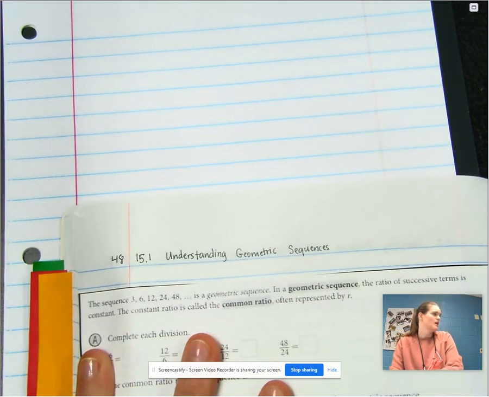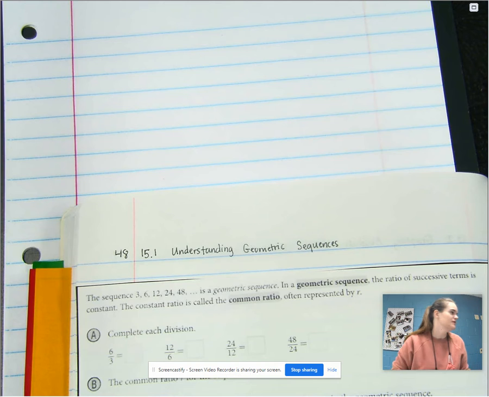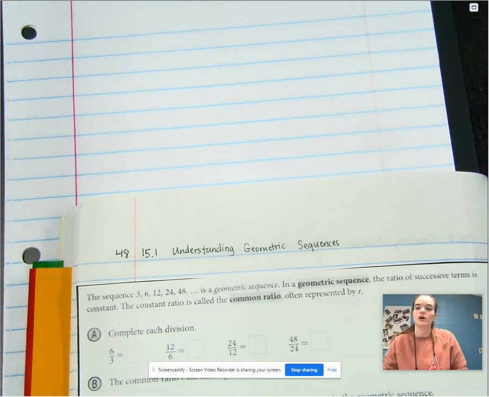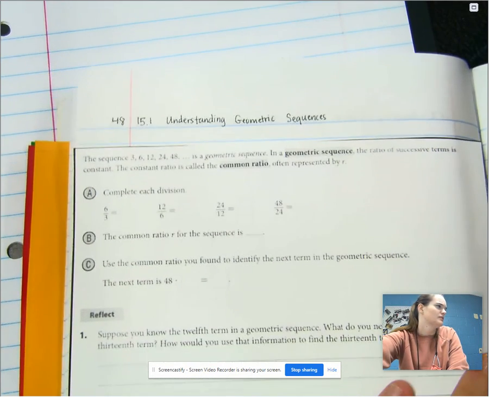Okay. So we're talking about geometric sequences. We've already talked about arithmetic sequences, where to get from one term to the next, we would add a number or subtract a number. Well, geometric is the same in the idea of looking for a common thing, but instead of a common difference, we're looking for a common ratio this time. So let's look at some of these examples real quick.